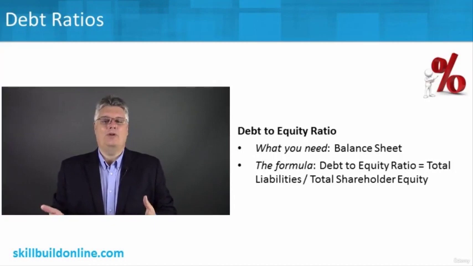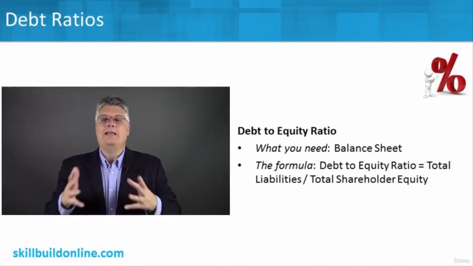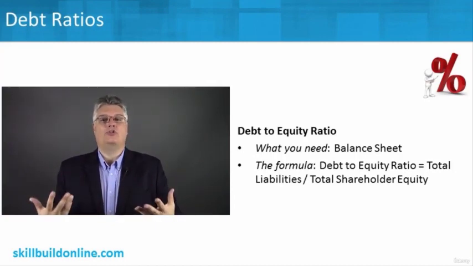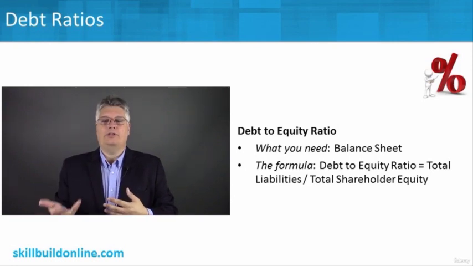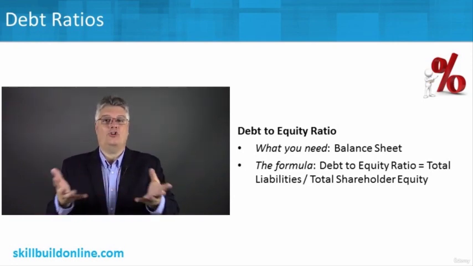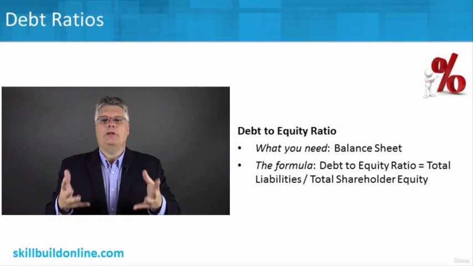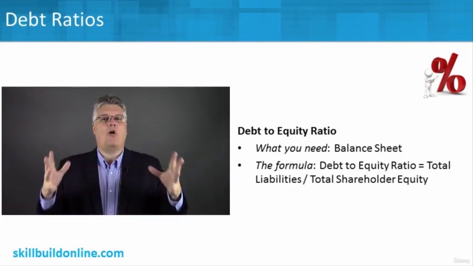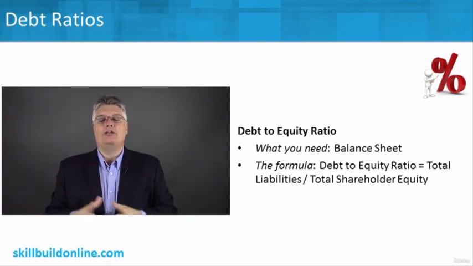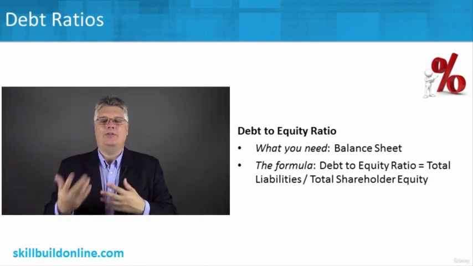When we talk about liquidity ratios, that's all about the short term. Debt ratios are all about the longer term. So where a liquidity ratio, like the current ratio or the quick ratio, is looking at current assets and liabilities, debt ratios are looking at more of the overall or total picture, things like total liabilities and how they're able to service that.